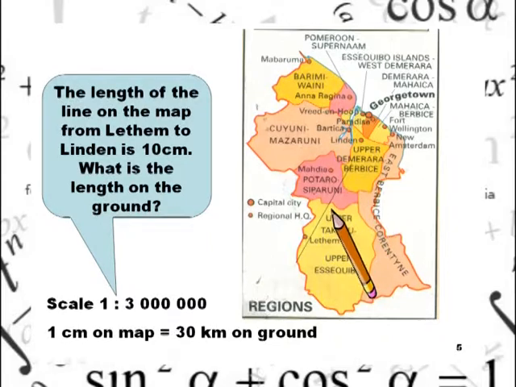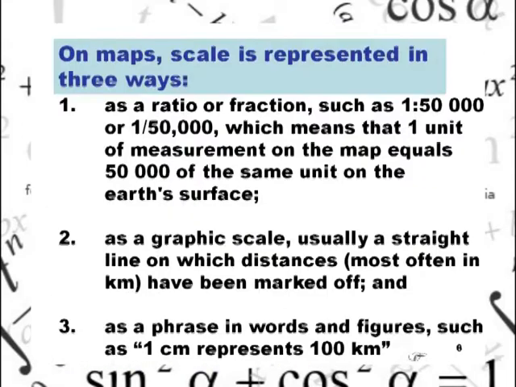Linden to Lethem. What is the length on the ground? Scale, 1 to 3 million. 1 cm on map equals 30 km on ground. On maps, scale is represented in 3 ways.